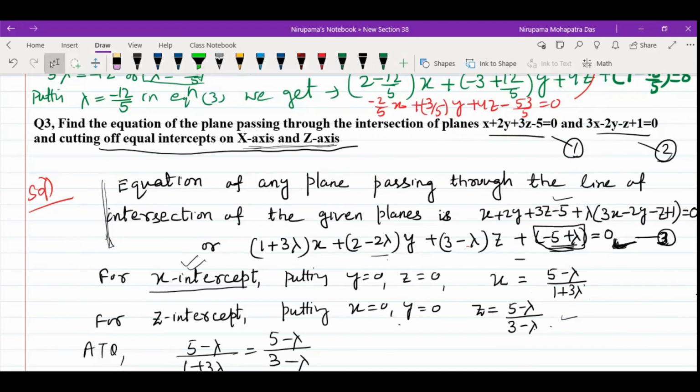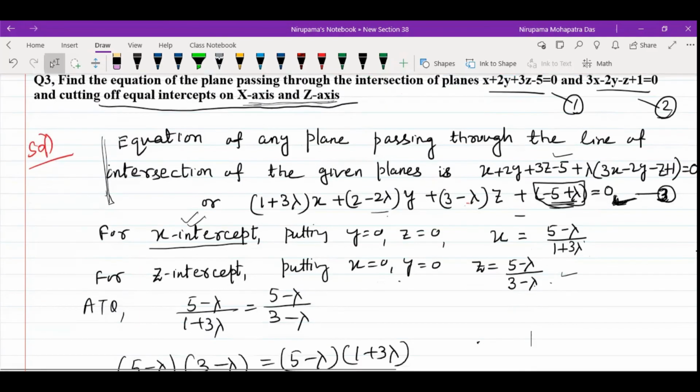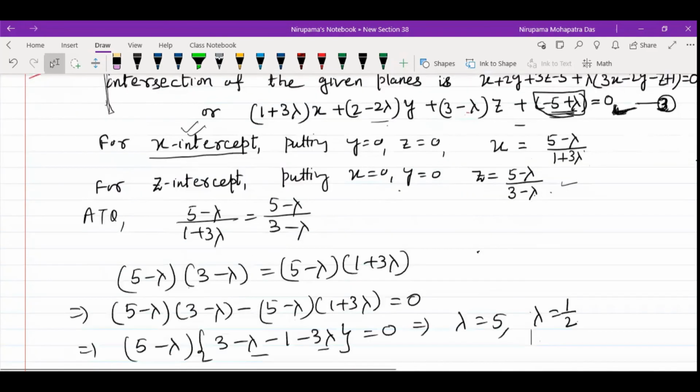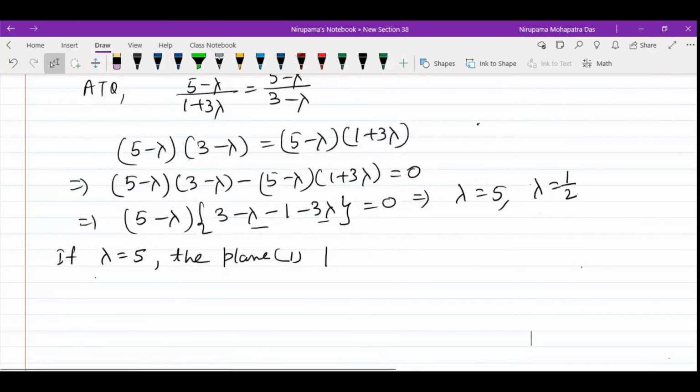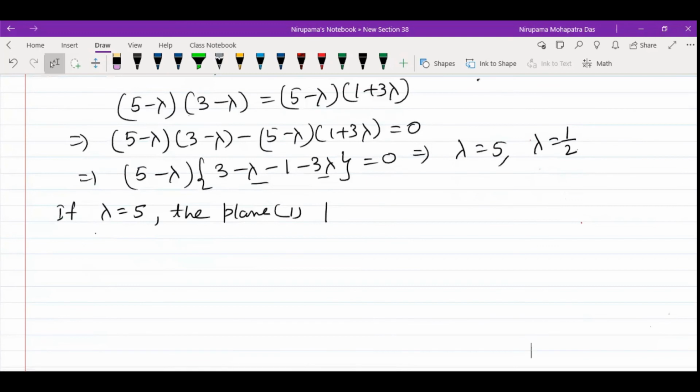So if the plane passes through origin, then you won't have x intercept and z intercept. Okay, so that has to be understood here. If lambda is 5, the general equation of the plane passing through the intersection of two given planes, equation 3, passes through origin.